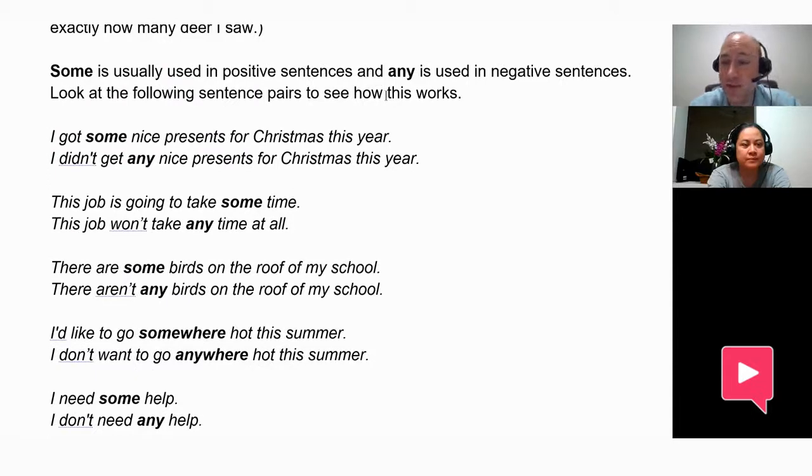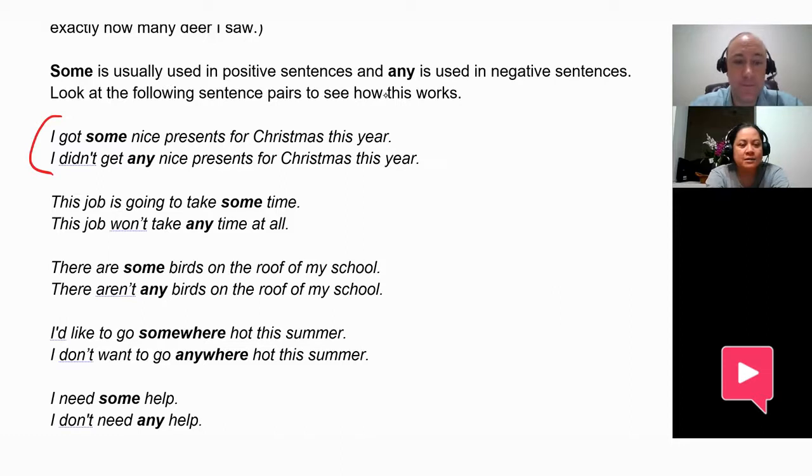So these are the rules to pay attention to. And again, many of my students make mistakes with these. So it's good to both pay attention to the rules and then also practice these in your conversations and at home. Some is usually used in positive sentences, and any is usually used in negative sentences. So let's look at some of these sentence pairs over here.